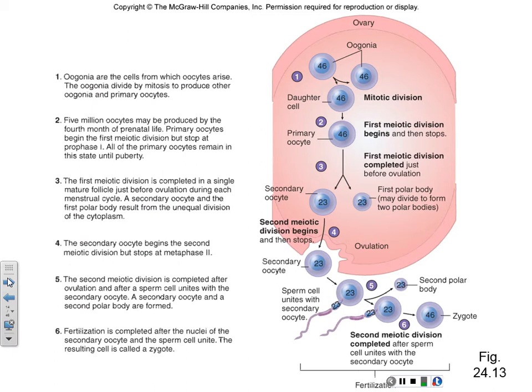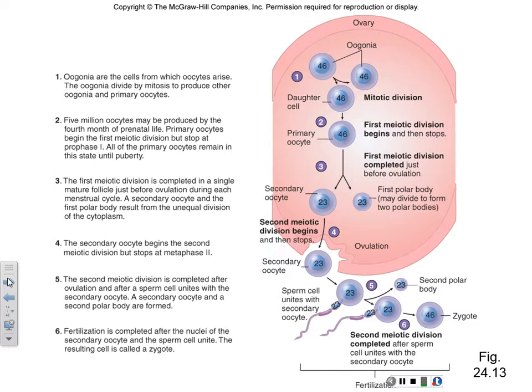Okay, so this is production of the secondary oocyte, right? Just like in the male, this is what's happening. You've got a bunch of oogonia that will divide. One of the cells remains as oogonia, so that you continue to have a cell line, and the other one becomes the primary oocyte, right? And it's got 46 chromosomes, all right? And then it goes through the first meiotic division, which is reductive division.